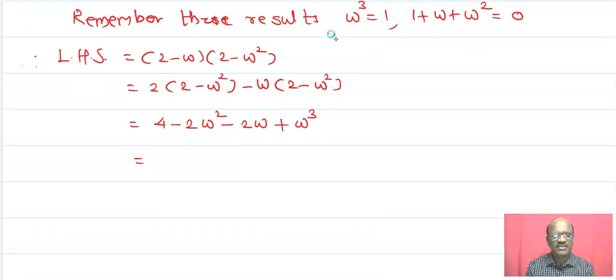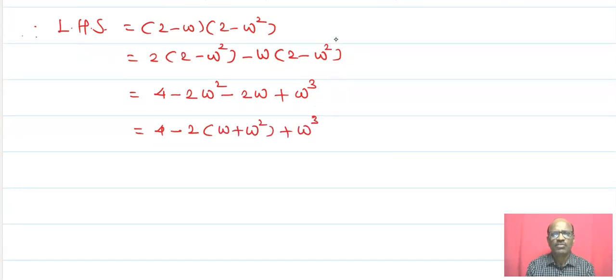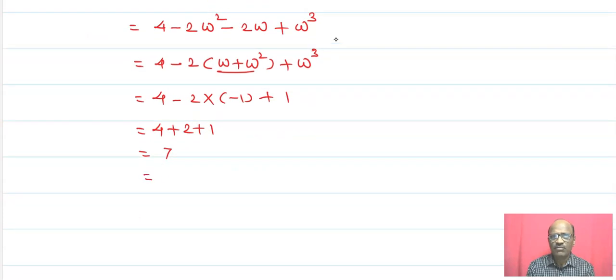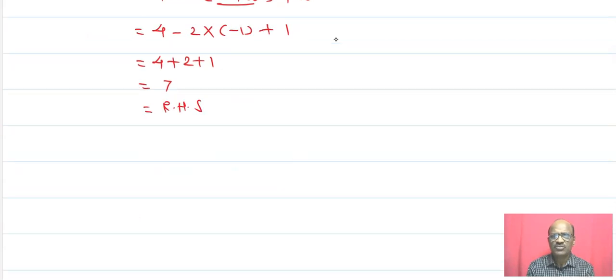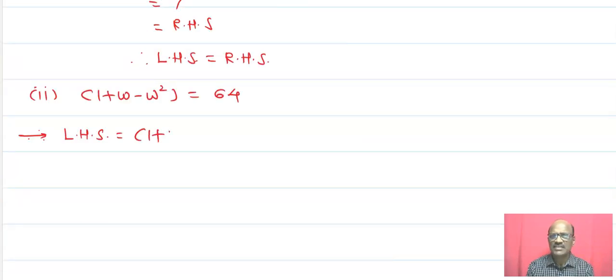If you multiply it, then you are getting 4 minus 2 omega square minus 2 omega plus omega cube. That is 4 minus 2 in bracket omega plus omega square plus omega cube, and that is 4 minus 2 into minus 1 plus omega. The value of omega cube is 1 there. Therefore 4 plus 2 plus 1, and that is equal to 7, and this is the RHS. Therefore LHS is equal to the RHS, and hence it is proved.